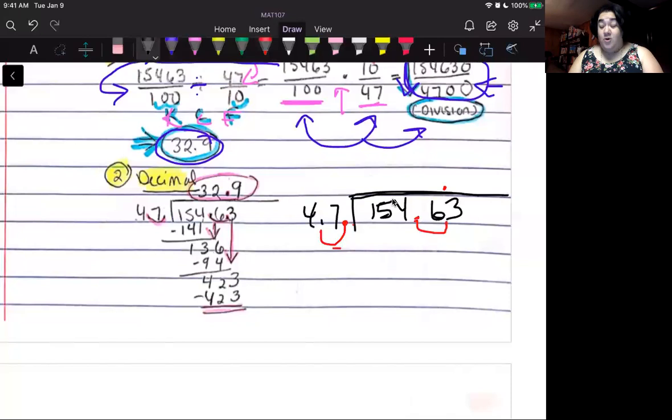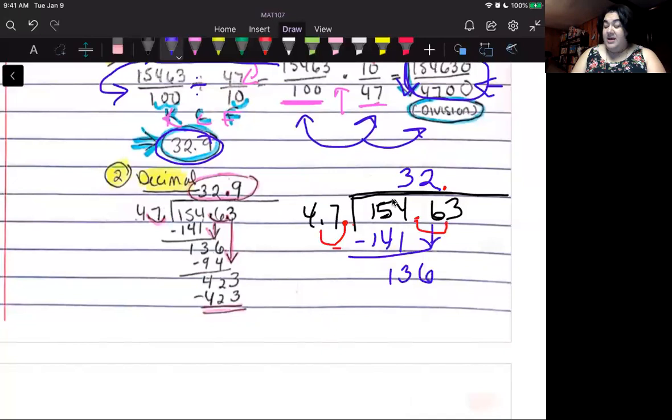So I'm going to go ahead and say, all right, well, 47 can go into about 154 three times, right? 3 times 7 is 21, carry the 2. 3 times 4 is 12, and 2 is 14. Okay, and I do my subtraction, and 4 minus 1 is 3, and 5 minus 4 is 1. 47 obviously can't go into 13, but I have a nice friendly number I can bring on down. So my 13 becomes 136. And I go, okay, how many times can 47 go into 136? About 2 times. Okay.